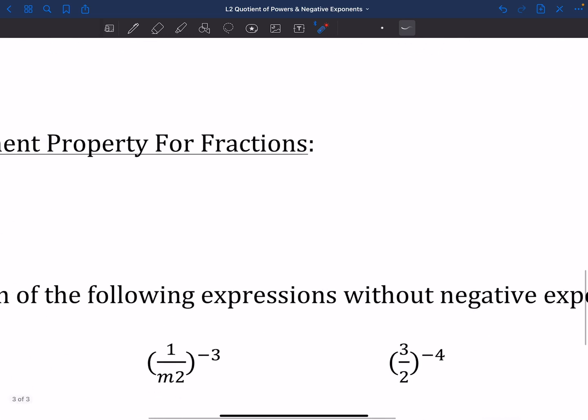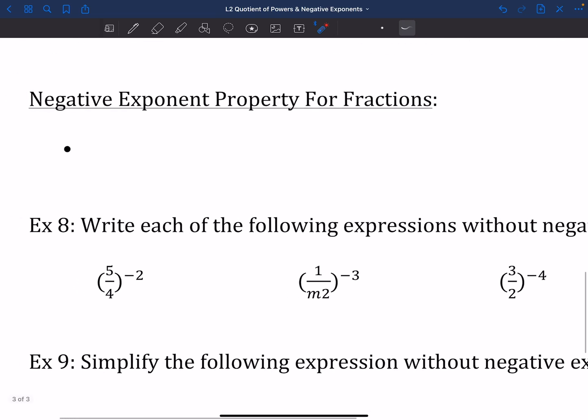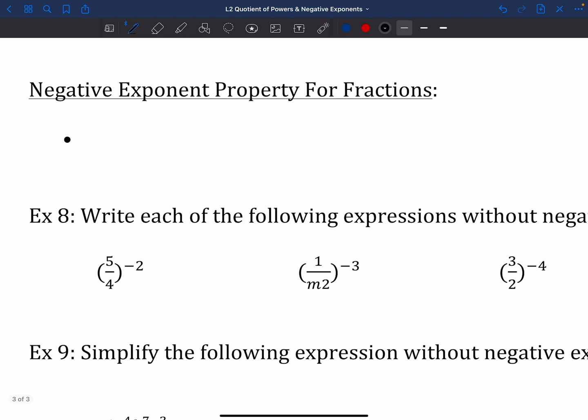I know I'm going a little long on this one, but I will try to speed myself up and stop talking so much. We have a negative exponent property for fractions. There isn't a fun way to discover it or anything. We're just going to go at it.